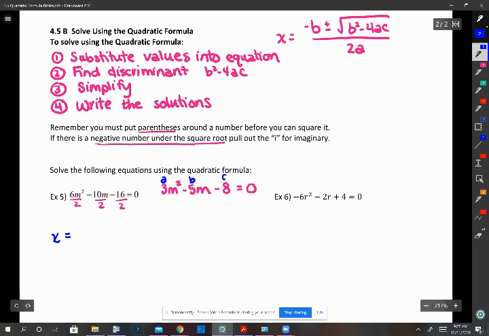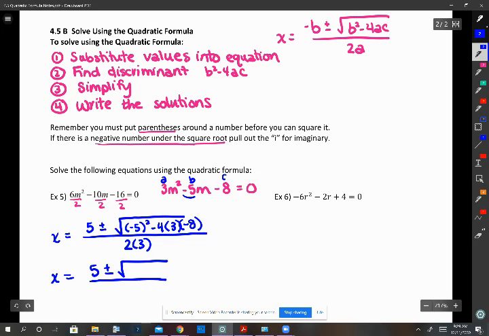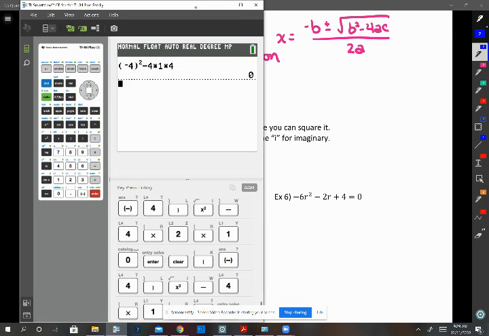So I'm going to go x is equal to, and I go negative b. So right now it's negative 5. So I'm going to do the opposite of that, which is 5, plus or minus the square root, and then it's b squared. So negative 5 squared minus 4 times a times c. And then that's going to be all over 2 times a, which is 3 in this case. And so then I get x is equal to 5 plus or minus, and like I said, find the discriminant part first, and the rest of it's just going to stay there for a sec. So we're going to plug that in.